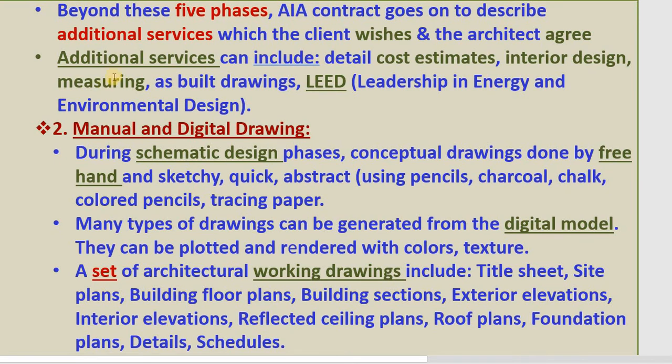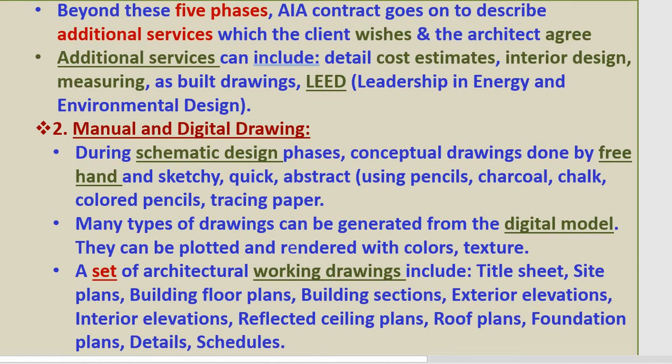Beyond the 5 phases, the AIA contract describes additional services with the client, and you need an amendment for things beyond what you already designed. The architect can agree to additional services, which can include detailed cost estimating, interior design, measuring, as-built drawings, and leadership in energy and environmental design. Everything like this is a separate service, and we call that additional service.